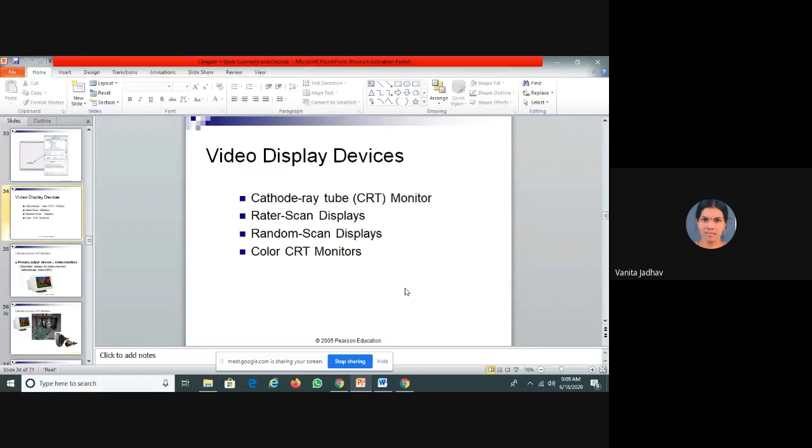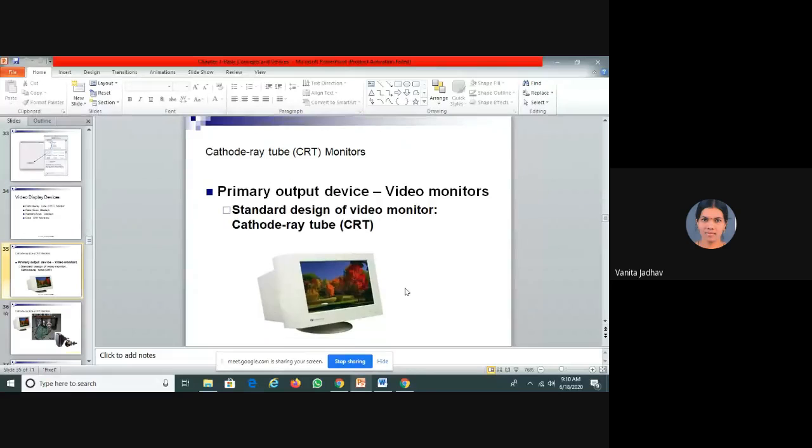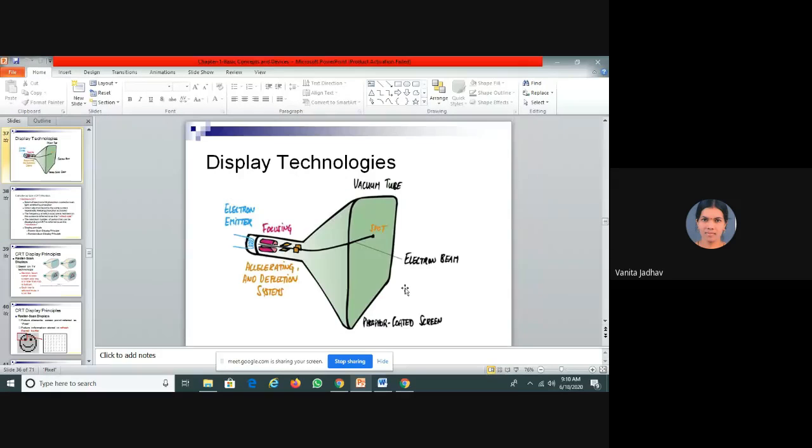And under video display devices, we have discussed cathode ray tube. We have discussed cathode ray tube with the help of its structure, and how it works exactly, with the help of this diagram.